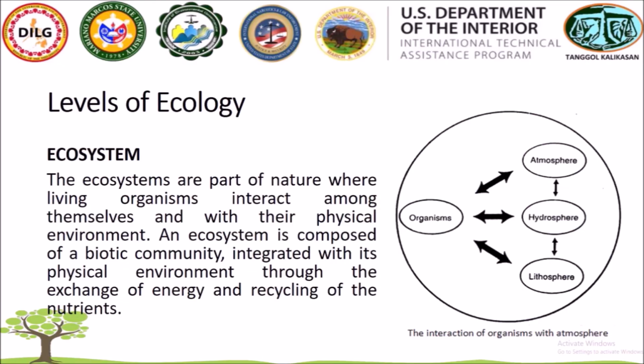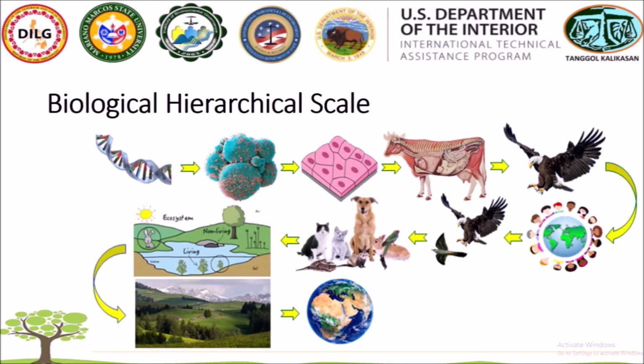Ecosystems are part of nature where living organisms interact among themselves and with their physical environment. An ecosystem is composed of a biotic community integrated with its physical environment through the exchange of energy and recycling of the nutrients. The biological hierarchical scale covers complex biological structures and systems. Each level in the hierarchy represents an increase in organizational complexity.